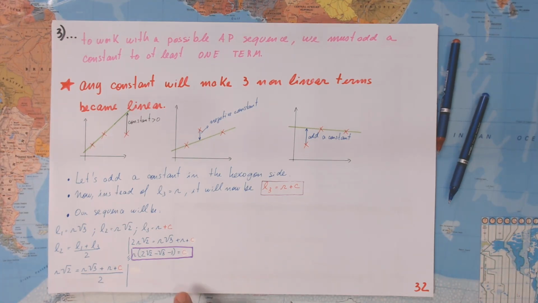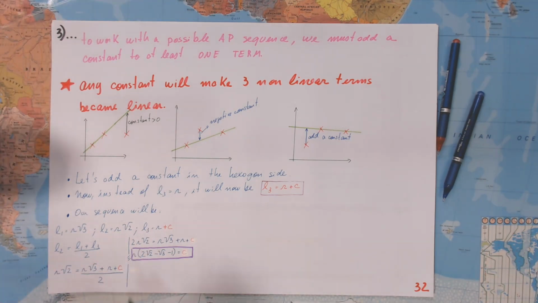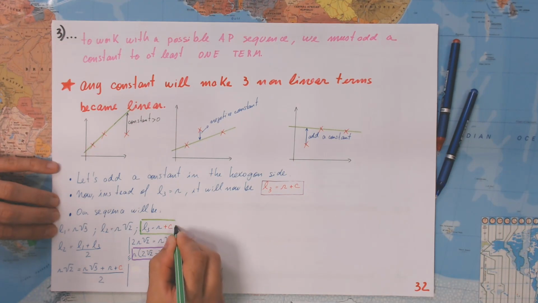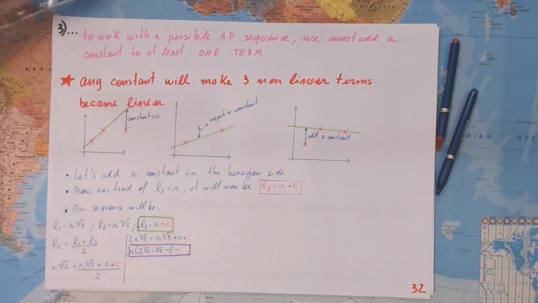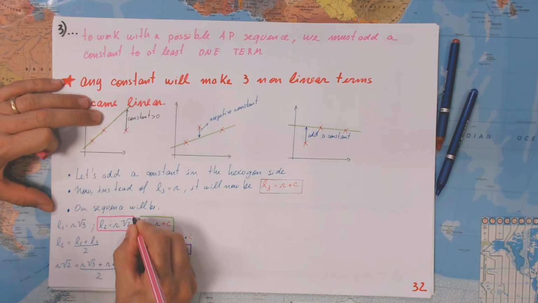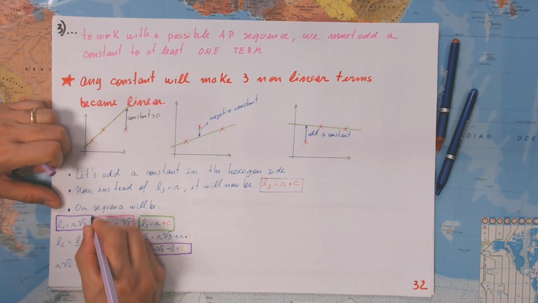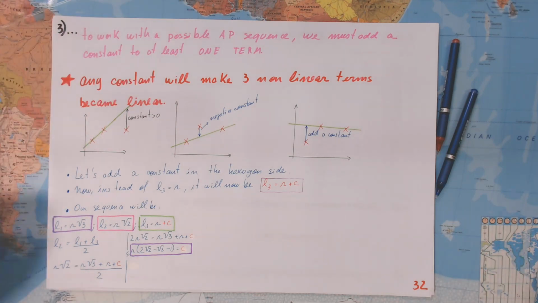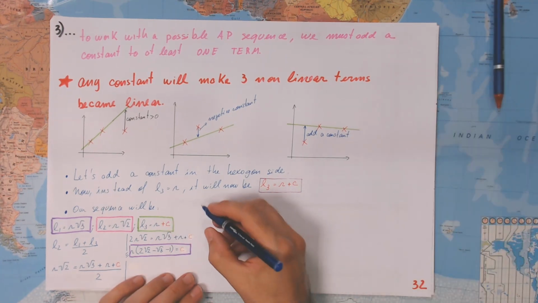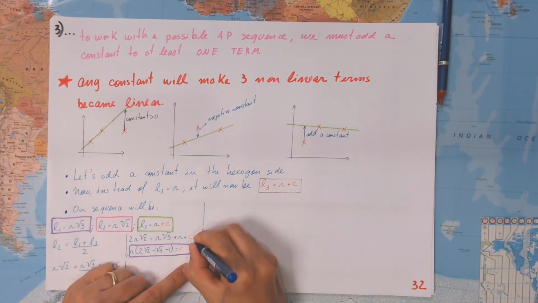Okay, now let's substitute. Remember that we have this. I'm just using the same colors. This was the hexagon, this was the square, and this was the triangle. Okay, now I'm just going to substitute that constant in here. Now that constant is coming here.